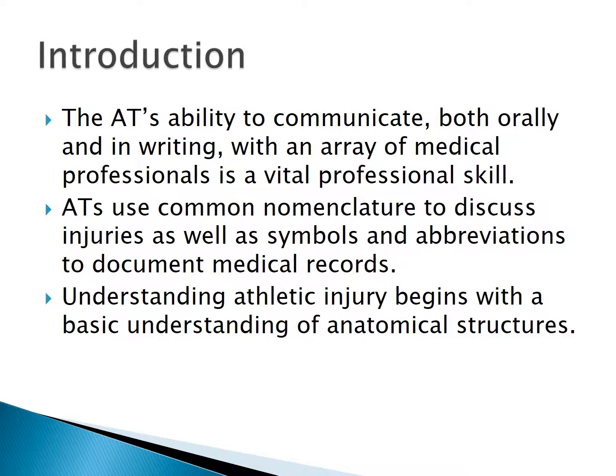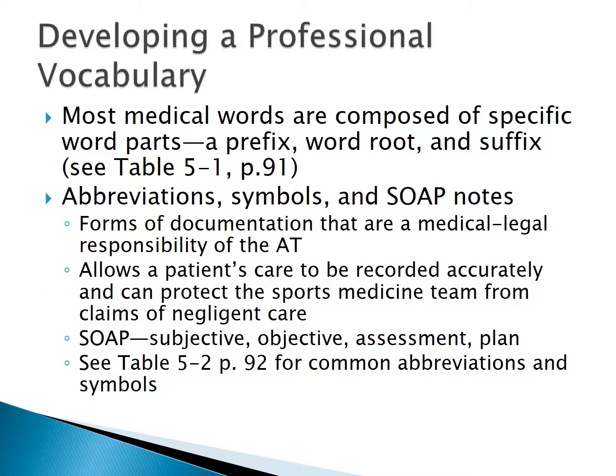This common ground includes the nomenclature we use to discuss injuries and medical conditions, as well as the symbols, abbreviations, and common language we use to document medical records. It is also important that understanding athletic injuries begins with a basic understanding of anatomical structures, such as bone, muscle, tendon, ligament, cartilage, nerve, vascular tissue, and the specific organs that are subject to injury. Myositis, osteoarthritis, and avascular are all examples of medical terms.